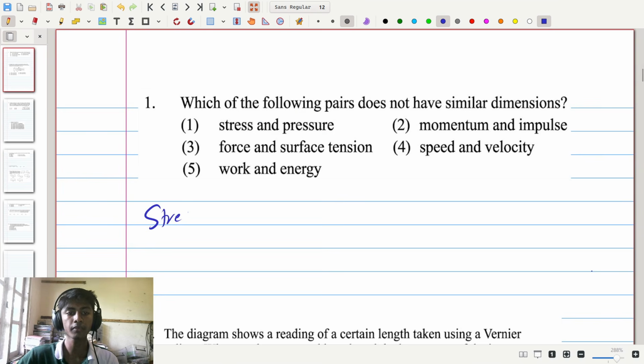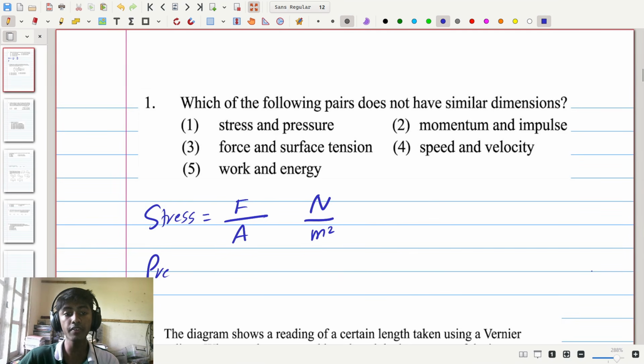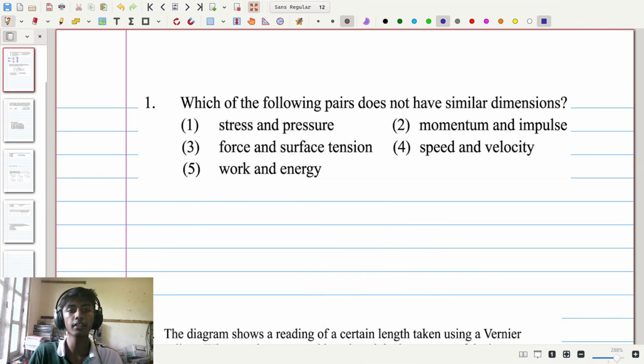Now stress here is equal to the force per unit cross-sectional area of an object to which a force is being applied, and due to this the units here are newtons divided by meters squared. Next, pressure is usually given in pascals. However, since pressure is also equal to the force per unit surface area of an object, we can also write its units as newtons divided by meters squared. Since these two units are equal to each other, the dimensions of these two must also be equal. And therefore, if the dimensions are equal, the answer stress and pressure must be incorrect, since we are looking for the ones that do not have the same dimensions.